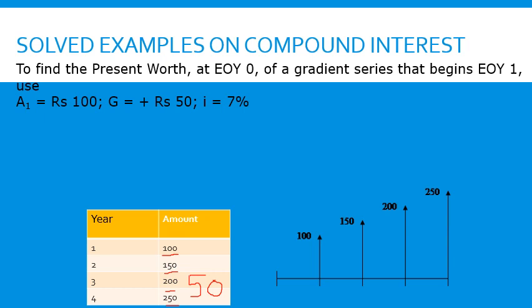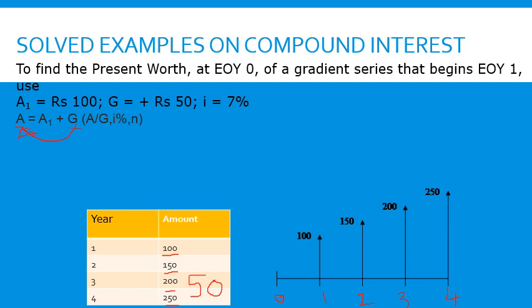And what is the cash flow diagram? This is year 0, there is no cash flow in year 0. This is year 1, rupees 100, year 2, rupees 150, year 3, rupees 200, and year 4, rupees 250. Every year it is increasing by rupees 50. Now let us continue. The first step in such cases is to convert this gradient flow into uniform flow. G must be converted into A.